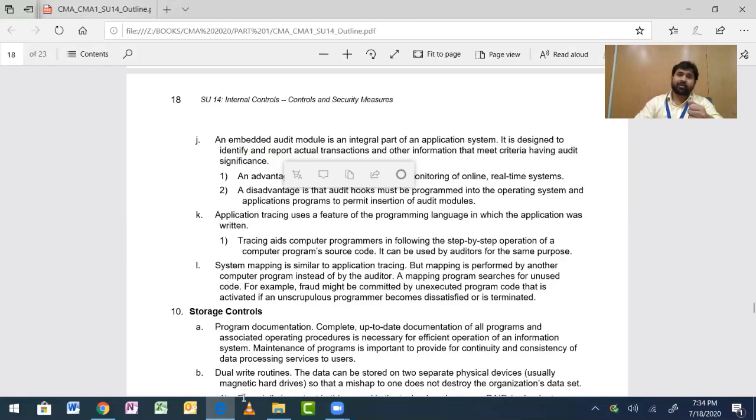That is the embedded audit module. An advantage of that is it permits continuous monitoring of online real-time systems. The disadvantage is that audit hooks must be programmed into the operating system and application programs to permit insertion of audit modules. Generally when you make an application, it is ready, right?